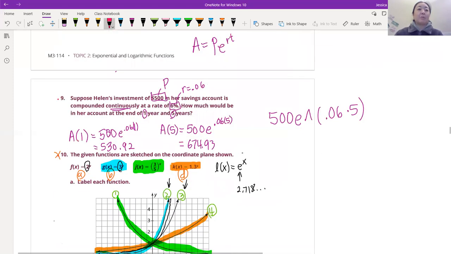All right, so if you take a look at this one, suppose Helen's investment of $500 in her savings account is compounded continuously at a rate of 6%. How much would be in her account at the end of 1 year and 5 years? So try this out on your own. You can always pause or not, but you would definitely benefit a lot more if you pause it and try it yourself. So again, we put in the 500 here, e to the rate, which is 0.06, times the time, which is 1. And then you should get in your calculator 530.92.